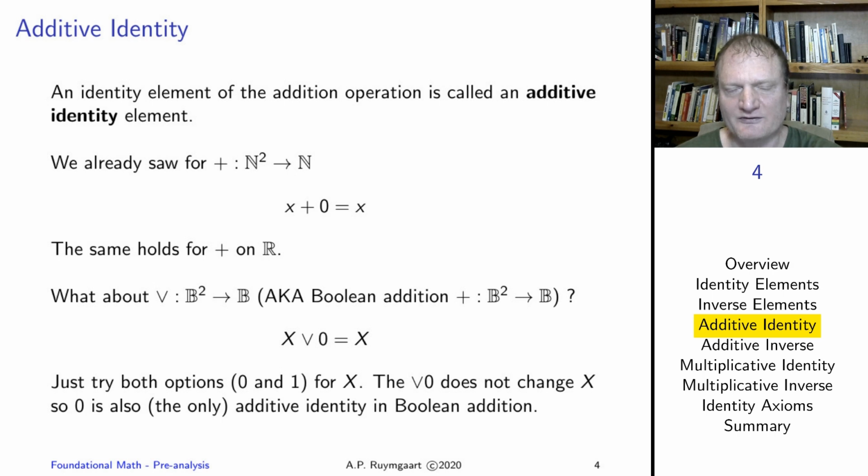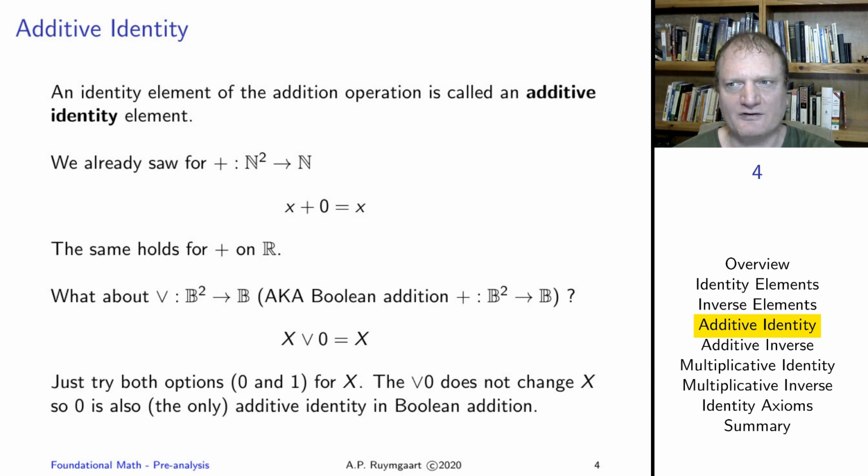The question now is, if there is at all, an additive identity. What is the additive identity for Boolean addition? The natural thing to try would be to see if x OR 0 produces x, and that is in fact the case. x OR 0, or x plus 0 on Boolean numbers, produces x for all members x in the Boolean domain. So 0 is also the Boolean additive identity.